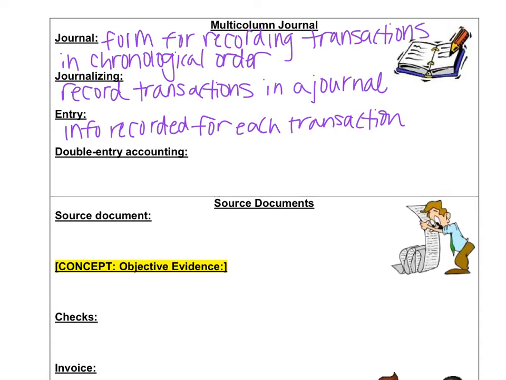And then we have what's called double entry accounting. Whenever we've been doing our T accounts, you have to have a debit and a credit in order to stay in balance. Well, the same is true whenever you journal. You have to have a debit and a credit. So double entry accounting is recording debit and credit parts.